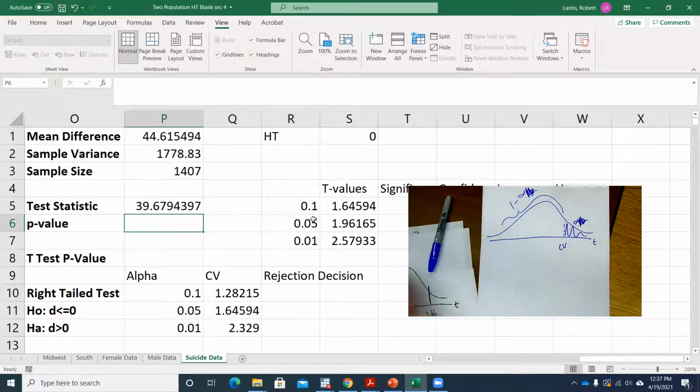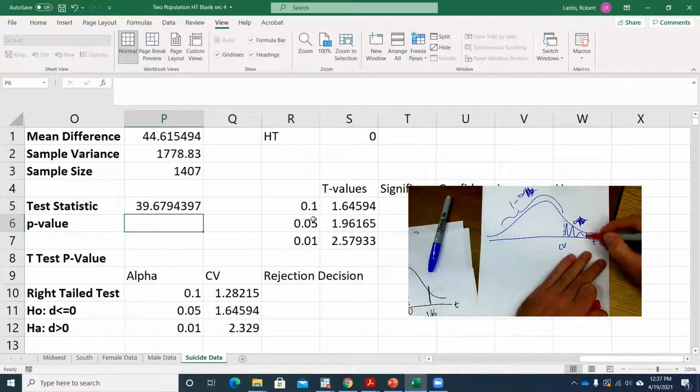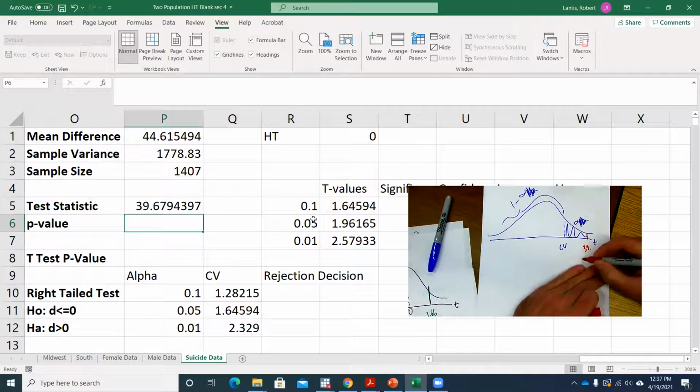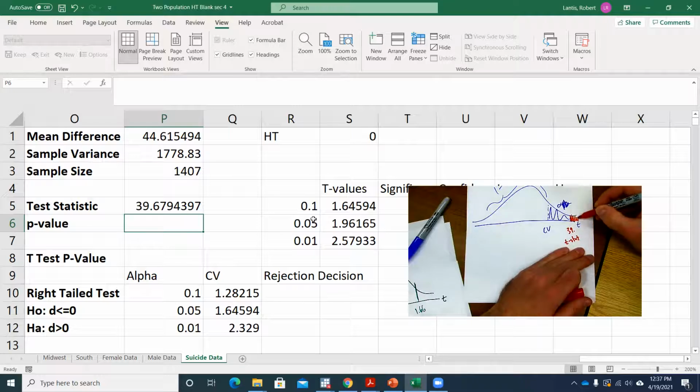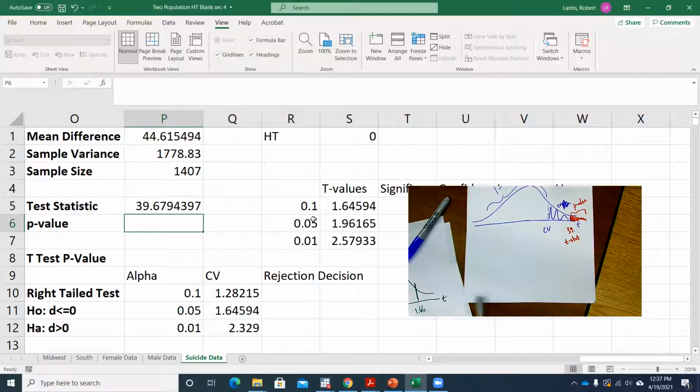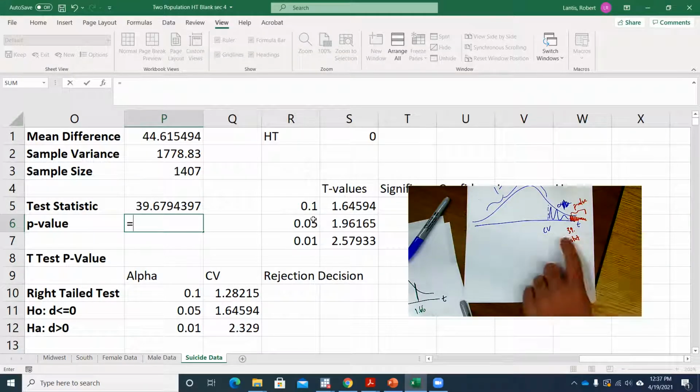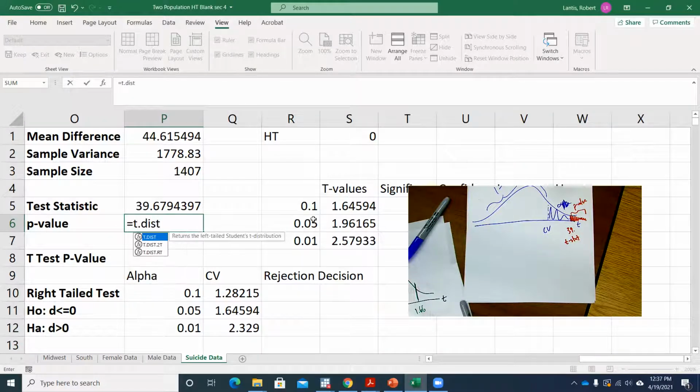So what was our p-value? Remember, our test statistic is like 39. So here's our test statistic. The p-value is the probability we see that or anything more extreme, or in this case, for a right-tailed test, the area to the right. Okay. So I know my t-value. I want to find the area to the right of it, so I can use that T.DIST.